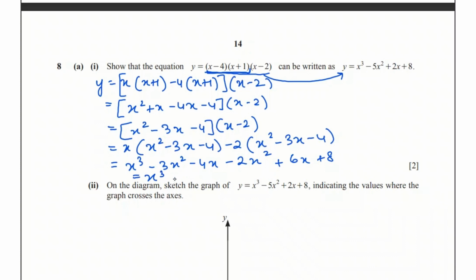x cube minus 5x square. 6 minus 4 is 2, 2 plus 8, wait a minute, sorry, plus 8.